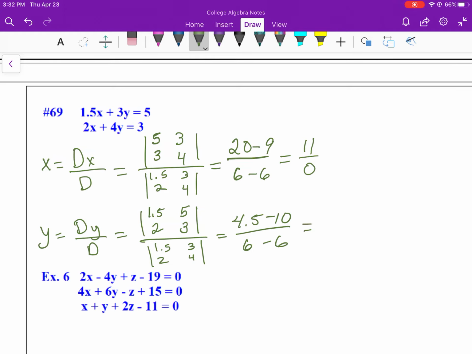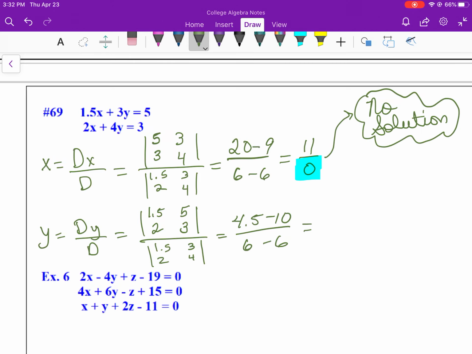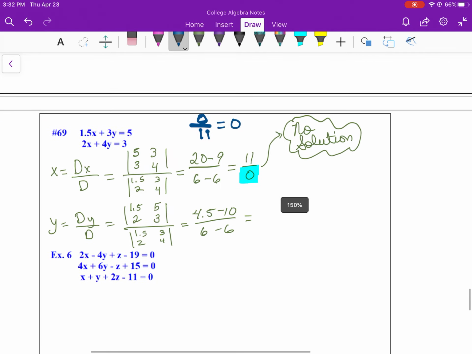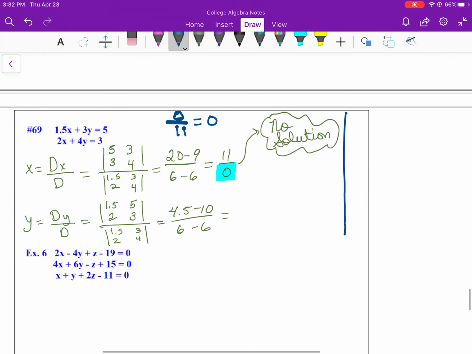Okay, I'm going to stop here on this one because if you look, you're dividing by 0. You can't do that, so that means you have no solution. Okay, so dividing by 0 is not okay. Keep in mind though, if I had 0 over 11, that does equal 0. But 11 over 0 is going to be no solution. You can't divide by 0. But we need to kind of entertain what happens when we get 0 over 0.